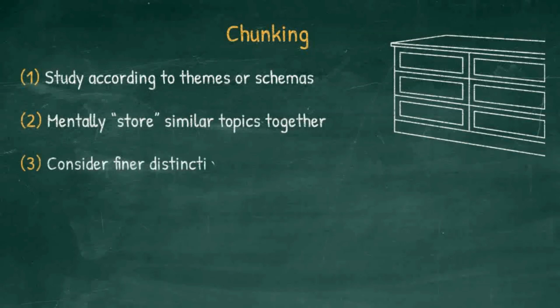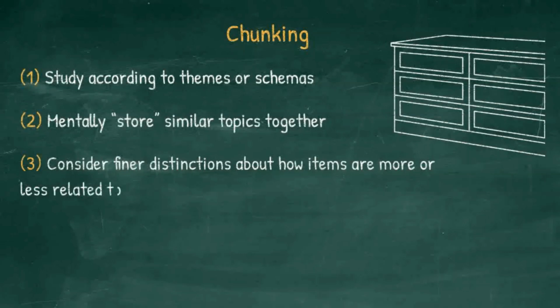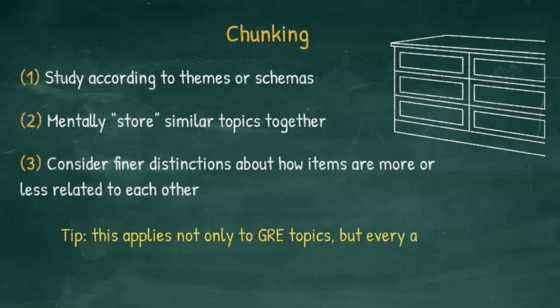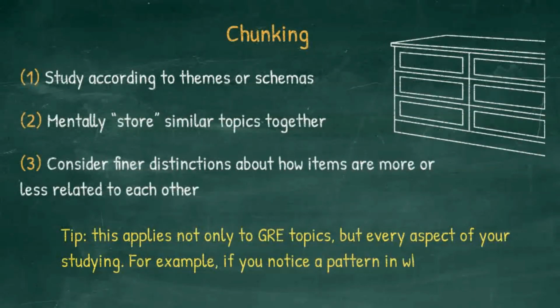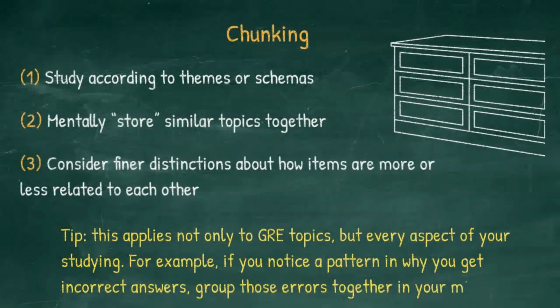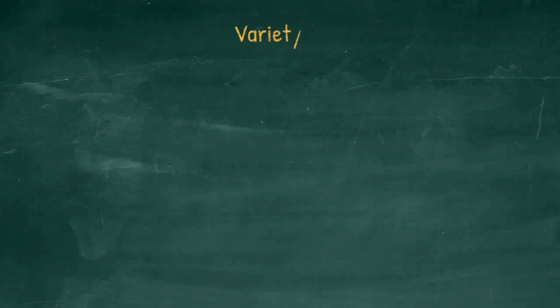For example, if you're doing vocabulary words, you don't want to look at random vocabulary words or do them in alphabetical order. We're going to look at vocabulary words that have similar meanings. We're also going to consider fine distinctions about these items and how they are more or less alike from each other, such as vocabulary words or difficult topics. Now, this applies not to just GRE topics, but every area of study. So think about these patterns whenever you're studying.